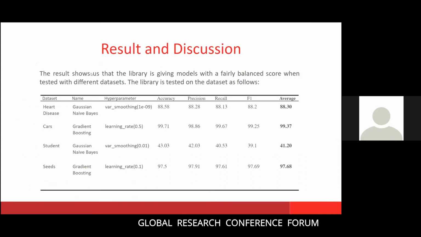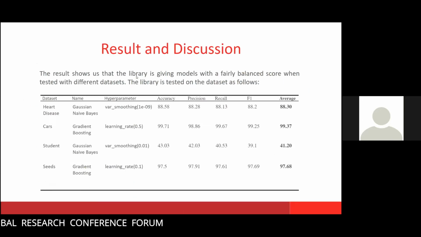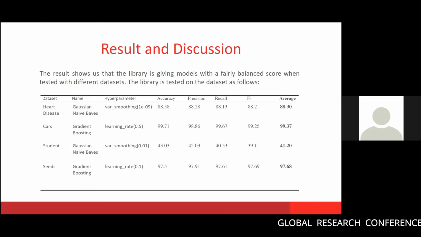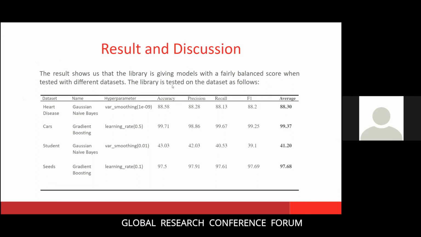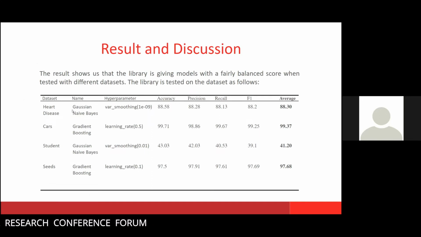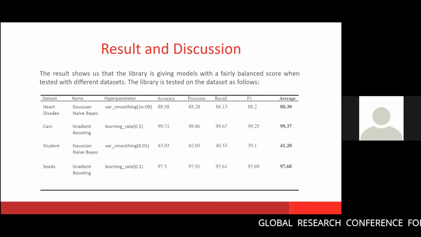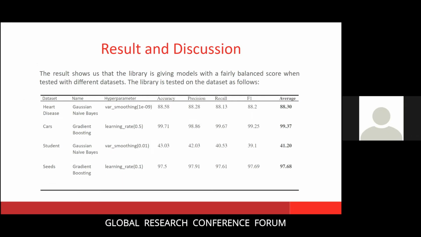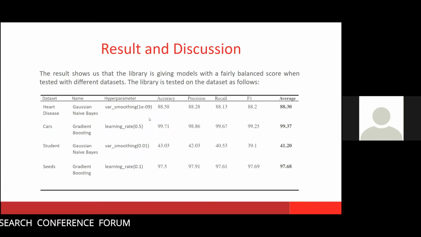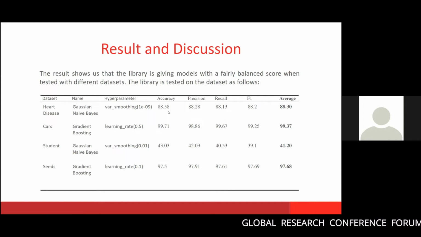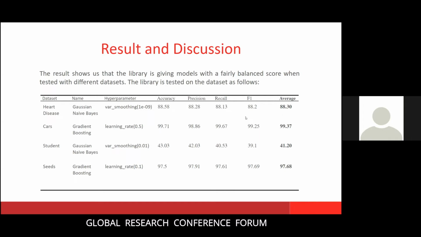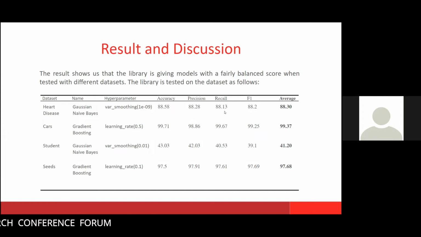So these are the results we got. The results show us that the library is giving a model with fairly balanced scores when tested with different data sets. The library is tested on data sets as follows. We have collected different data sets from Kaggle and other resources, and we used our library on them, and we got this result. As you can see, with four lines of code, we are able to achieve this much accuracy, precision, recall, and the average of all four values.